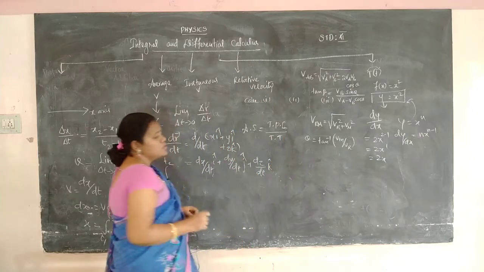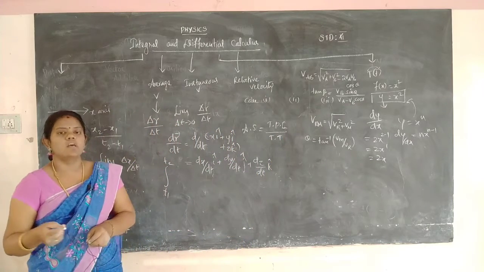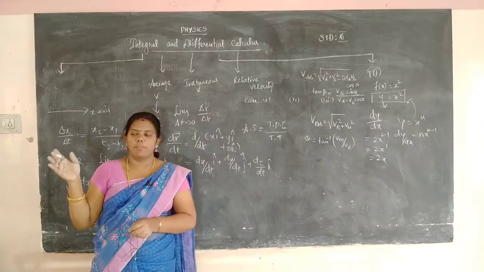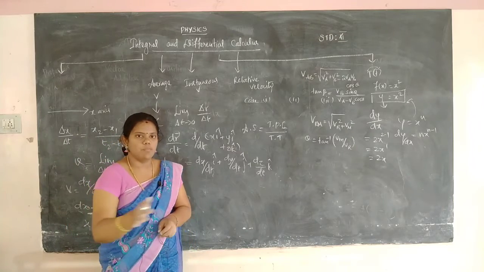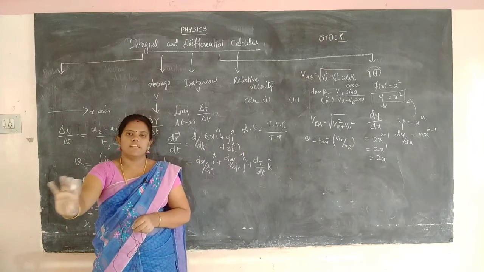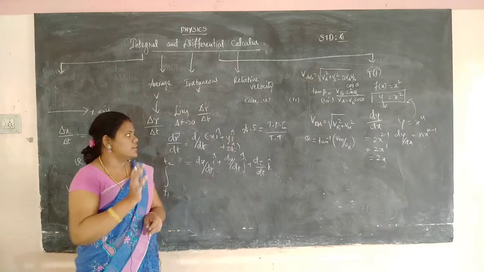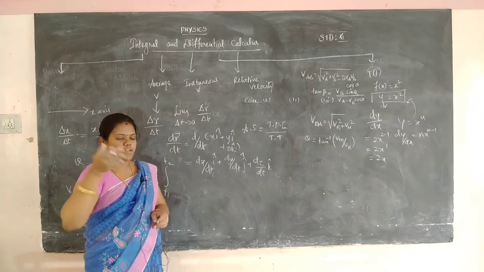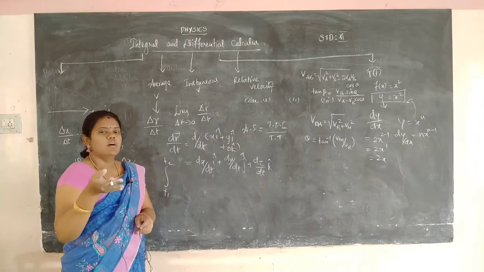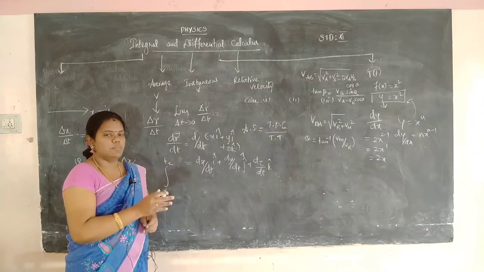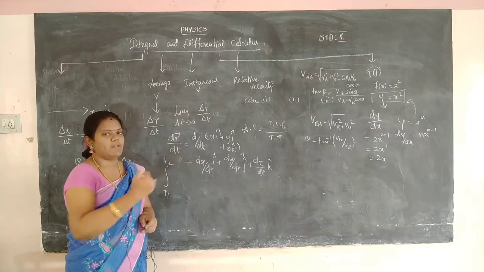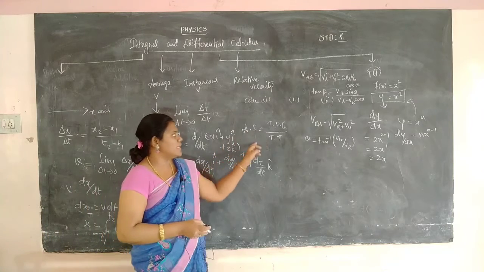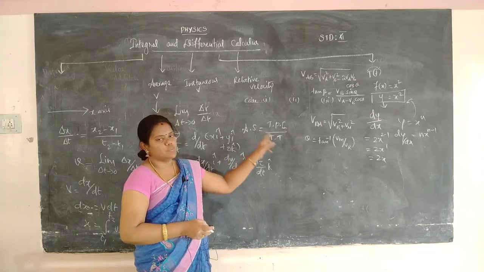What's the meaning of that? Total path length by total time: it starts from one point, continuously keeps moving, and reaches a particular kilometer as the finishing point. So continuously you have to add up the length of the first stretch, the second stretch and the third stretch. So the total path length is calculated, and total path length by total time is called average speed.